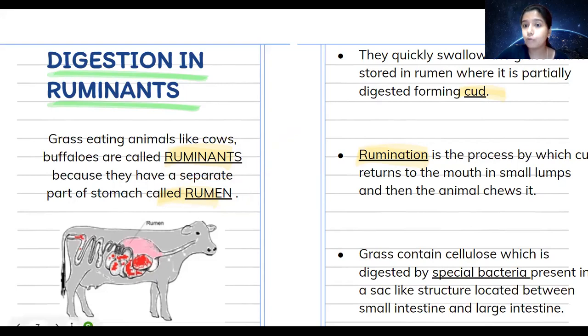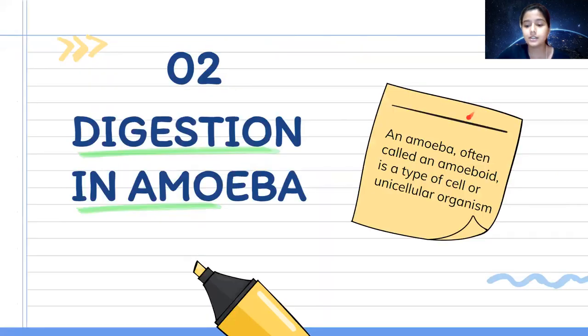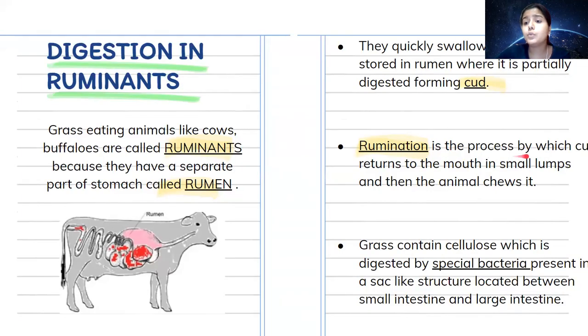These are some really important terms for us to understand. The rumination process is the process by which cud returns back to the mouth in small lumps, and then the animals chew it. Because of this process of rumination, the ruminants keep chewing all the time, because a small part of the cud comes back from their stomach to the mouth, and they chew it again in small lumps, right?